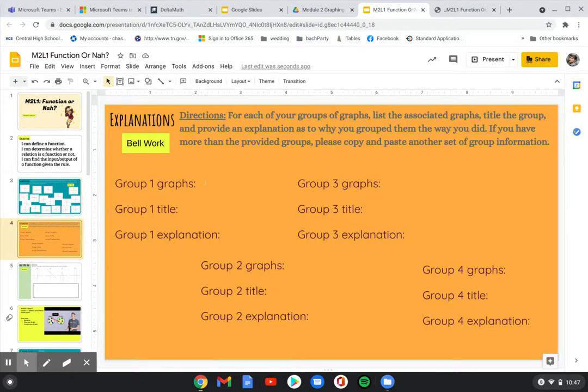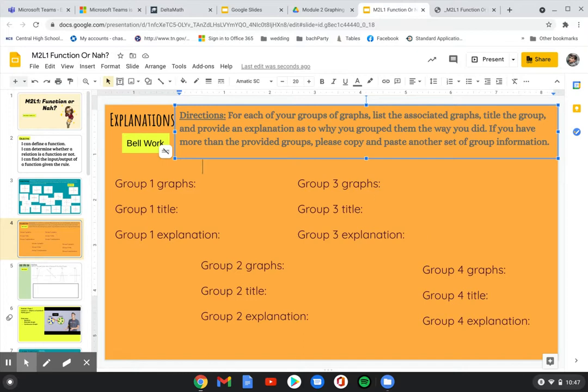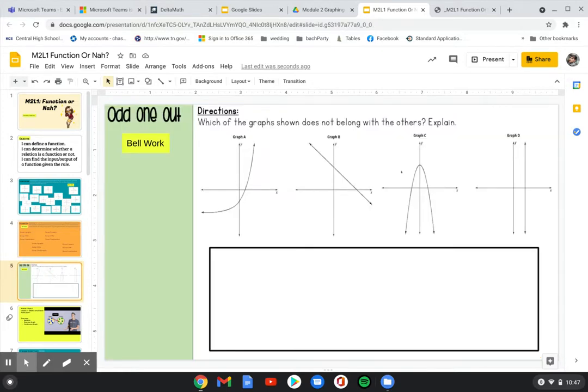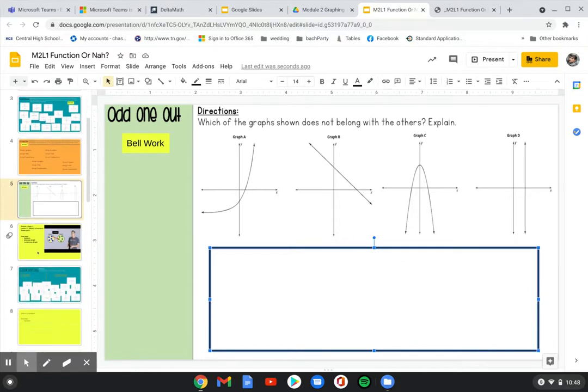And then in the next slide, you'll name those groups. So this has 4 for you. You can do more than 4 if you want. Once you group them together, try to think of a name and then put those names in here. So group 1 graphs, group title, explanation. Then on this slide, pick which graph, graph A, graph B, graph C, does not belong in the group. So think about that one.